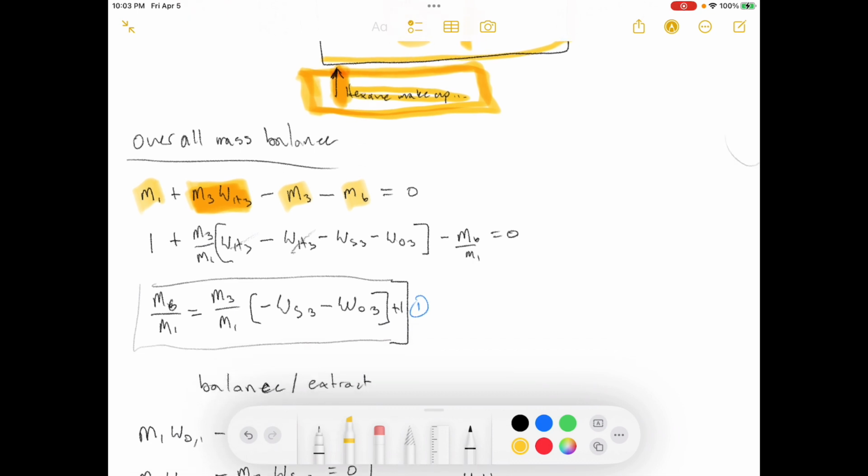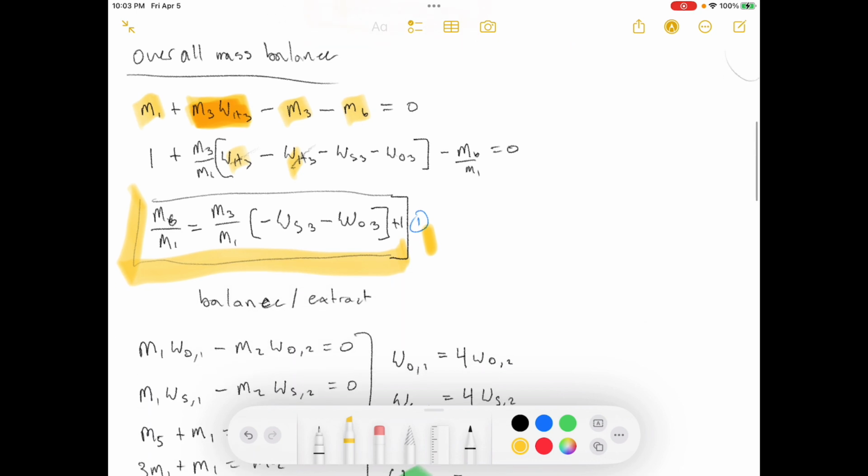Then we do some substitutions and cancel some of these things out. The hexane going in and the hexane going out cancel each other out, okay? And then we're left with this equation. I wrote a circle of one right there because that's an equation that we end up using later on. We can't do anything else with it right now because we have a couple of unknowns that we can solve for later.